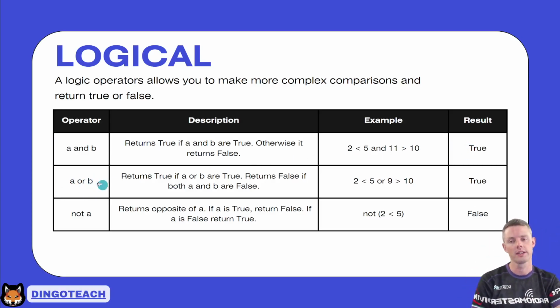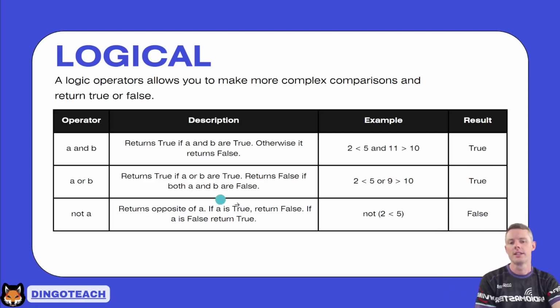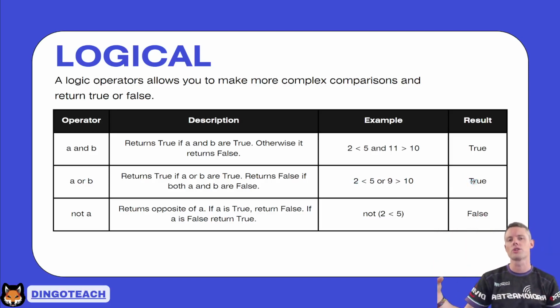The OR logical operator is a little bit nicer. It basically says, well, if there's a true on this side or there's a true on this side, I'm happy. So in this example here, 2 is less than 5. Well, that's true, but 9 is not greater than 10. So that's false. But because there's a true on the left, the whole thing becomes true because a single one is true.